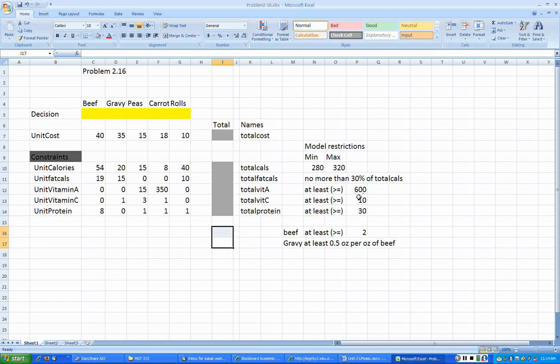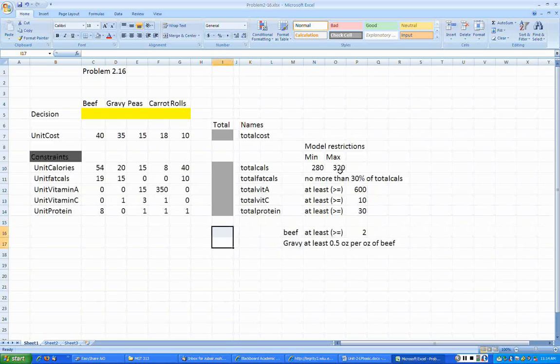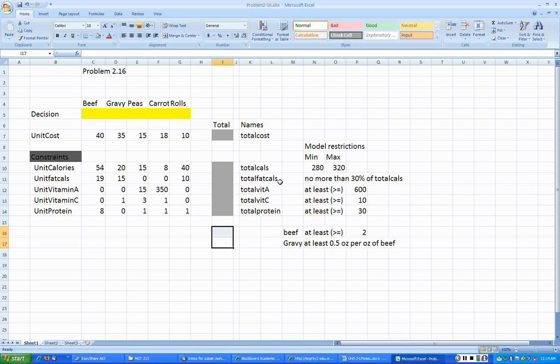They need at least 600 IUs of vitamin A, 10 units of vitamin C, and 30 units of protein, and at least 280 total calories, and not more than 320 calories. Also the problem requires that the total fat calories should be no more than 30% of the total calories you receive from this combination. So we want to find the best combination of ingredients.